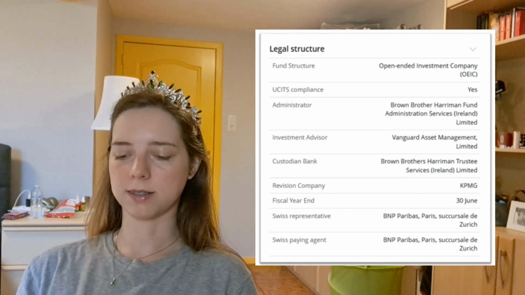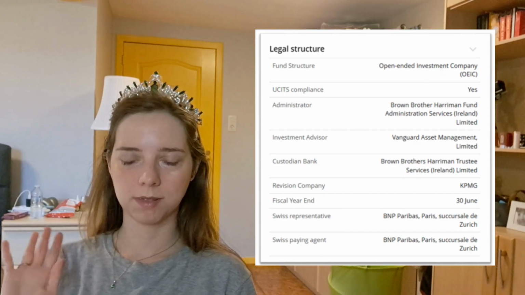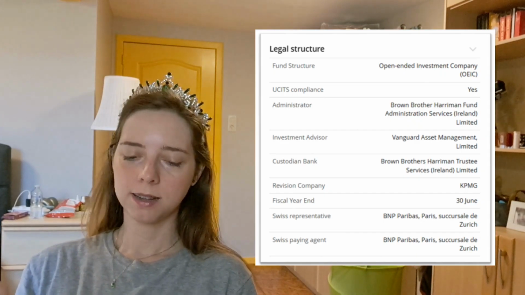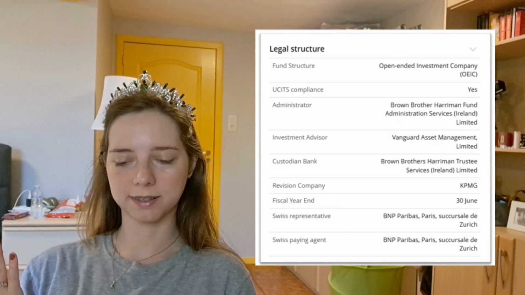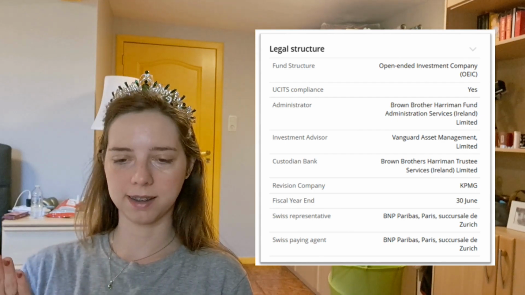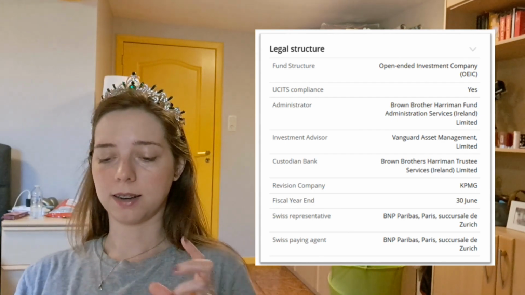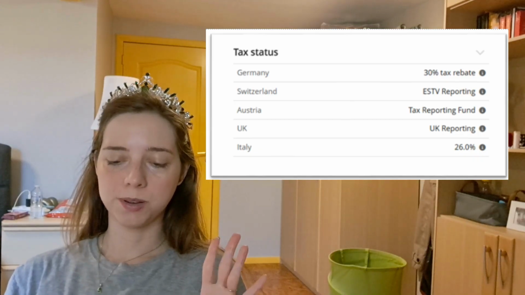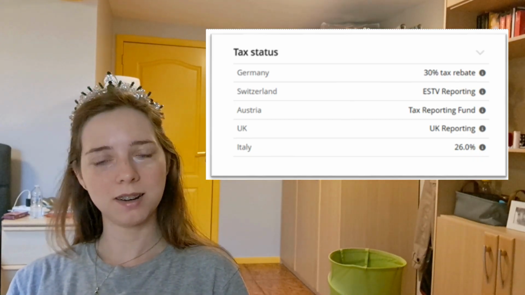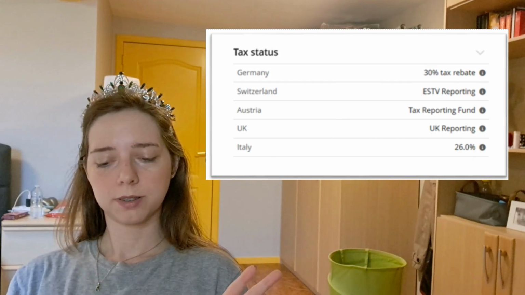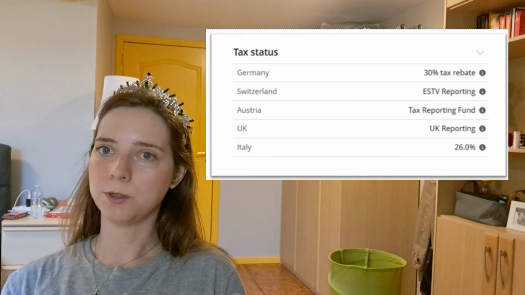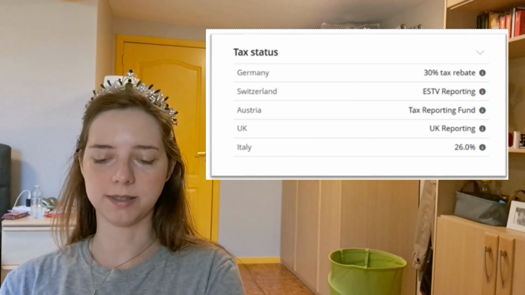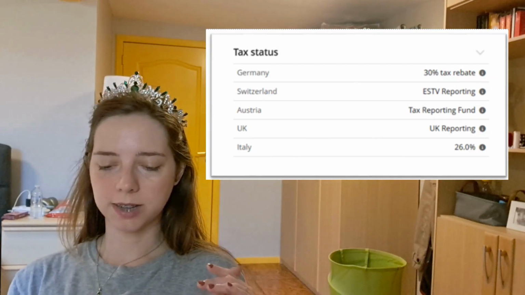And then the fiscal year ends, which I don't really care about, when the year begins and ends. And then for some reason the Swiss are mentioned differently in the legal structure. I don't know why. Then the last section we are going to review today is the tax status, which Belgium is not on there. So this is not important to me personally. If you happen to be in one of those countries, you can look into it, and I think it's nice that justETF is giving you some answers into that.